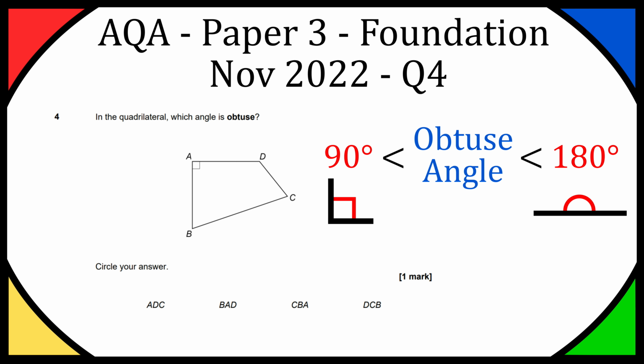So we can just see visually from the quadrilateral shape that we have a right angle, we have 2 angles that are smaller than 90 degrees, and our obtuse angle is going to be here. So the answer is going to be ADC. That's how you would write that angle. You'd do ADC, and that's going to be our final answer to this question.